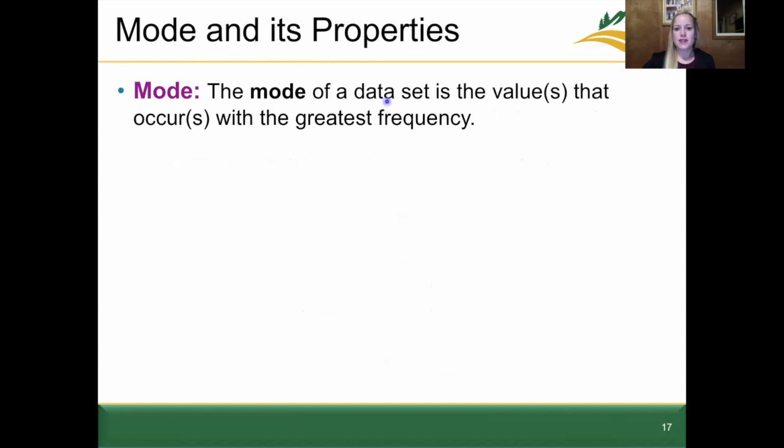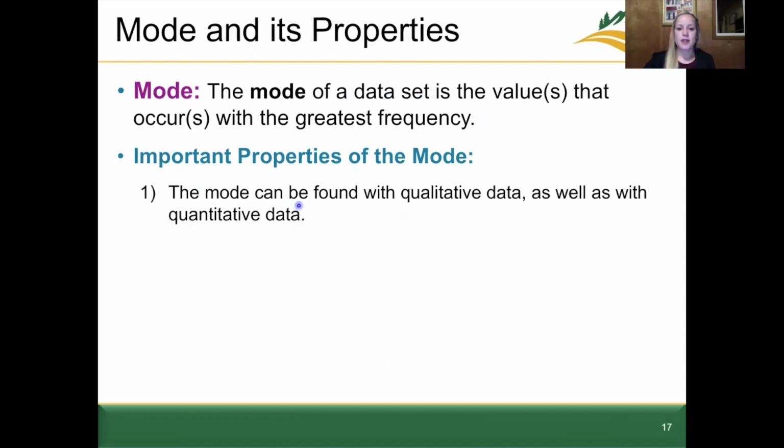The mode of a data set is the values that occur with the greatest frequency. Okay, so essentially the data values that we see appear the most often in a data set. We have some important properties of the mode. Number 1, the mode can be found with qualitative data as well as with quantitative data. And remember the difference here. So qualitative data would be colors of shirts, species of gerbils, things like that that don't have a meaningful number to them. Because remember with sports jerseys, those weren't really meaningful numbers.